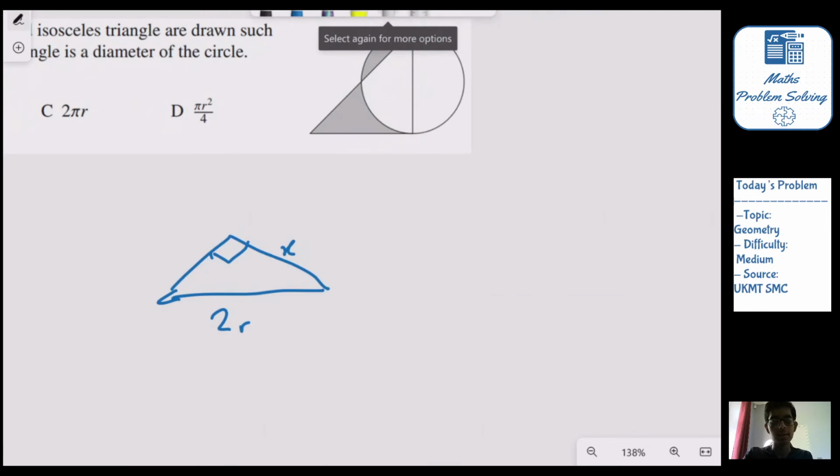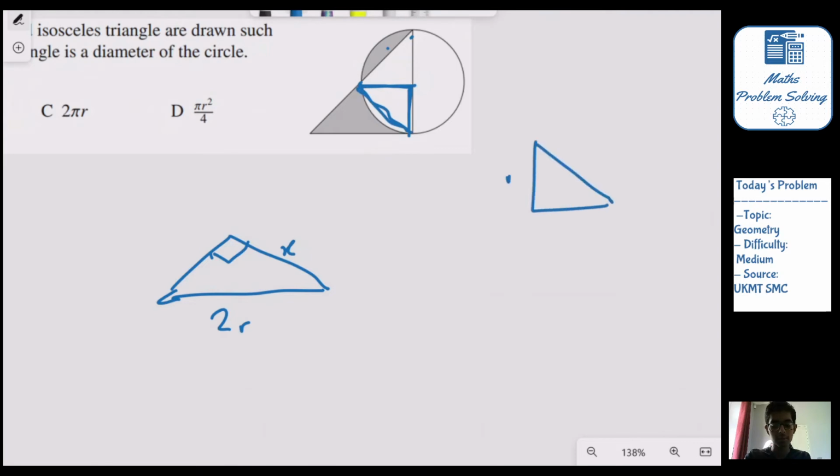Now x is basically this side length in blue. These two are both radii, and x is the hypotenuse of it. So this is r, r, and x. Therefore x squared equals r squared plus r squared. Therefore x squared equals 2r squared, right?